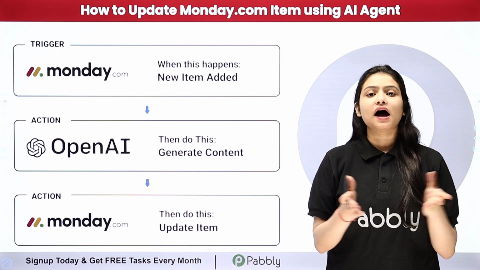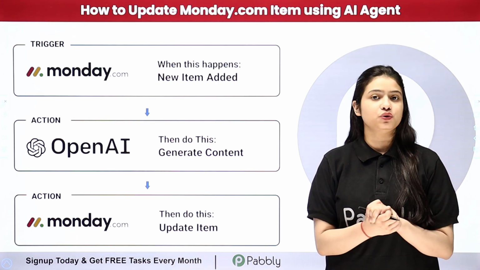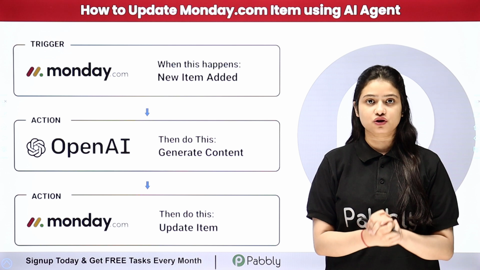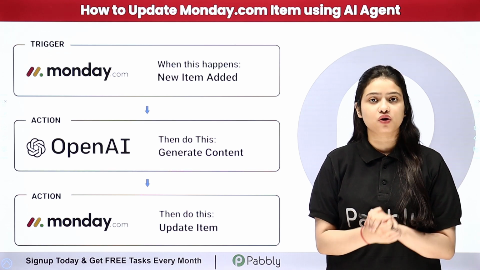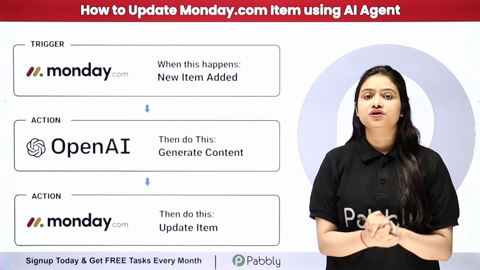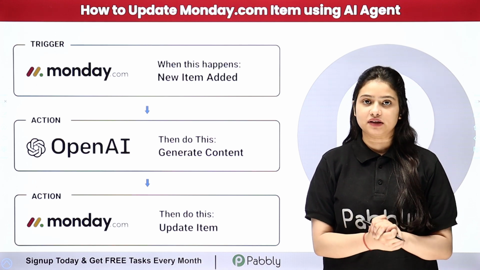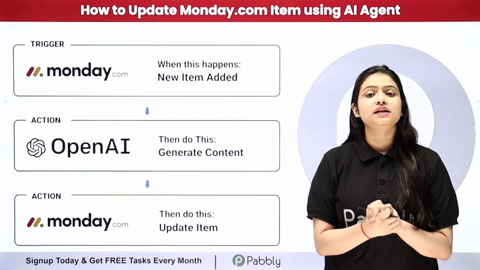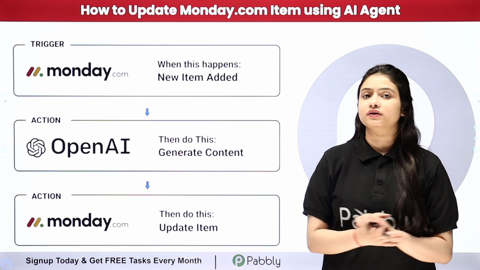Now in monday.com, as soon as a new row is added, a new item will be added along with the details of a new title on which I need to generate the content. Automatically my AI agent is going to generate the content for that same title, and also it is going to automatically update the item in monday.com for that same.